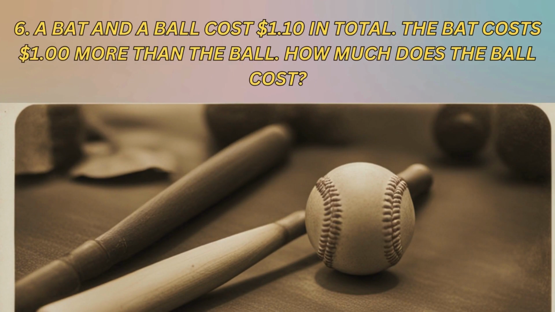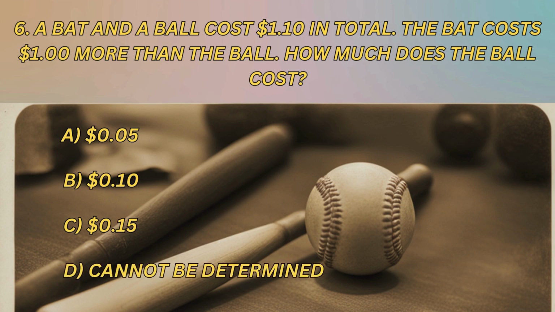Number 6. A bat and a ball cost $1.10 in total. The bat costs $1 more than the ball. How much does the ball cost? A. 5 cents. B. 10 cents. C. 15 cents. D. Cannot be determined. You have 20 seconds. Find out.